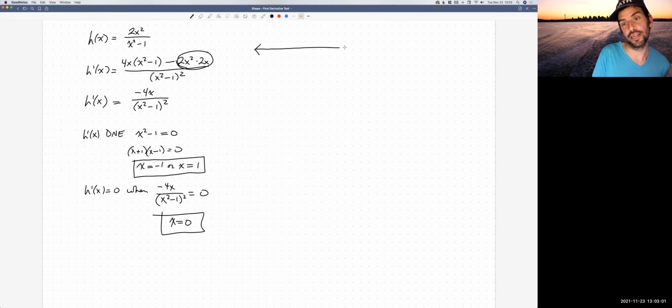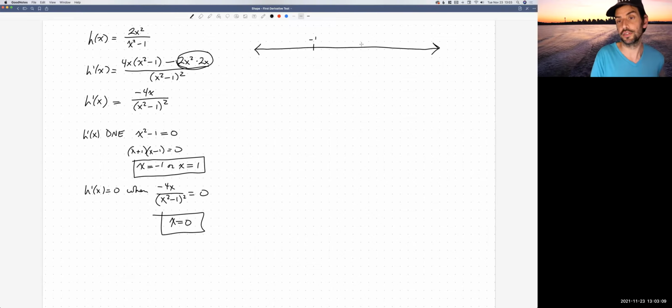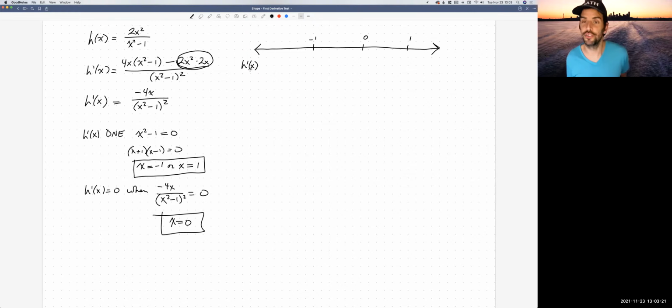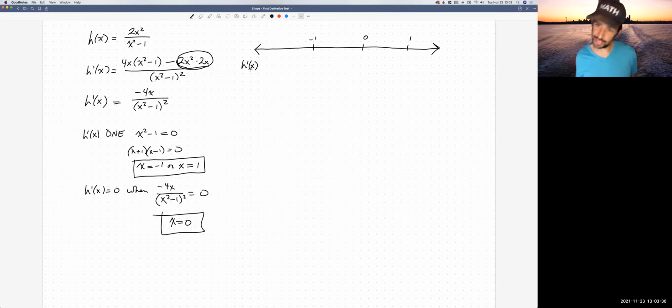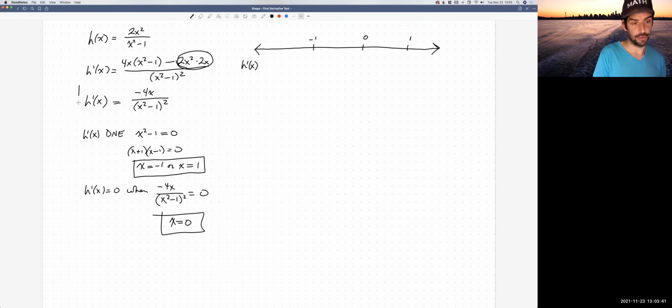Okay, so what I like to do, what lots of people do, is some version of a little chart. I'm going to make a number line with my 3 critical points: negative 1, 0, and 1. And I just want to think about what's happening to my derivative in, well, now there are 4 intervals that these critical numbers have divided the number line into: below negative 1, between negative 1 and 0, between 0 and 1, and between 1 and infinity. I want to see what happens to the sign of my derivative in each of those regions. So let's remember, here's our derivative.